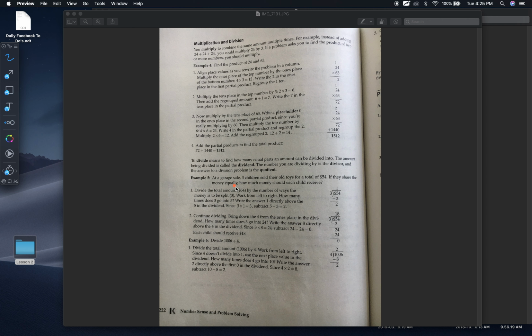So divide the total amount, 54, by the amount of ways the money is to be split. Okay, so 54 is to be split 3 ways. You're trying to divide 54 into 3 equal parts.